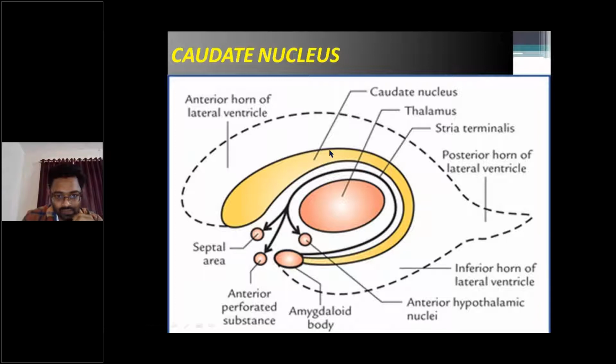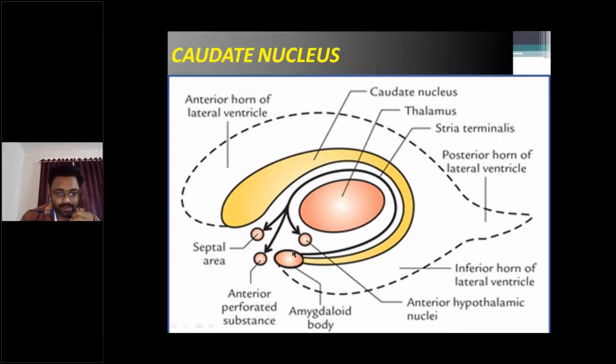So this is the convexity of the caudate nucleus, with the convexity towards the lateral ventricle, right? So the caudate nucleus contains three parts: head, body, and body continuation as a tail.